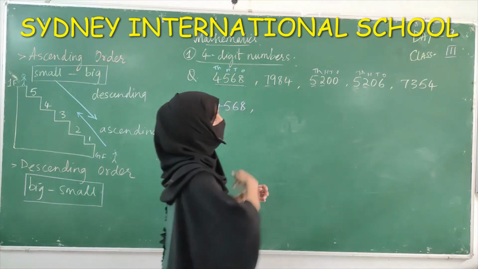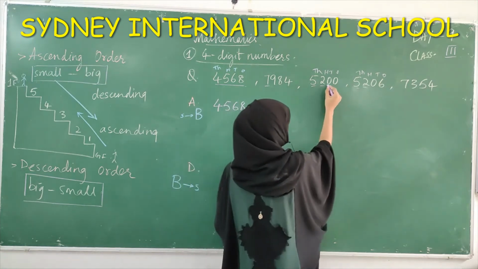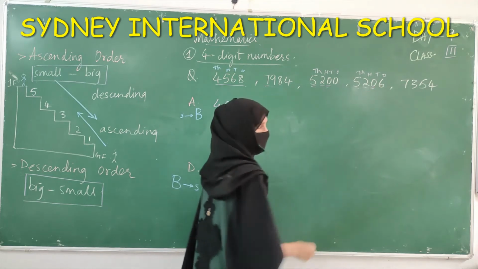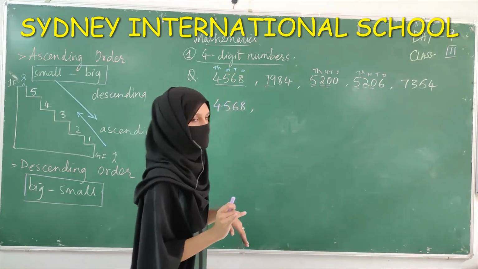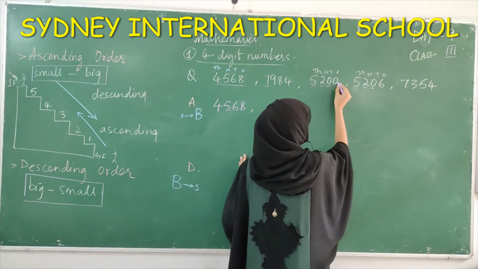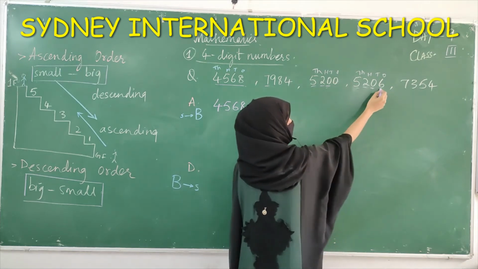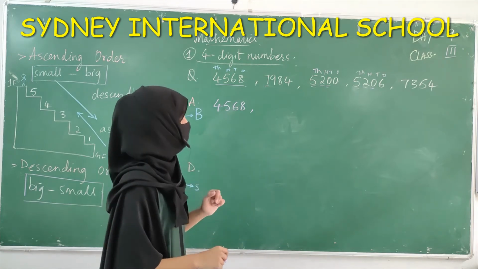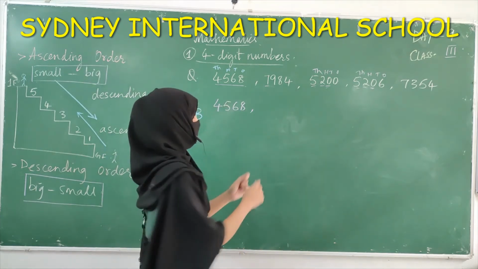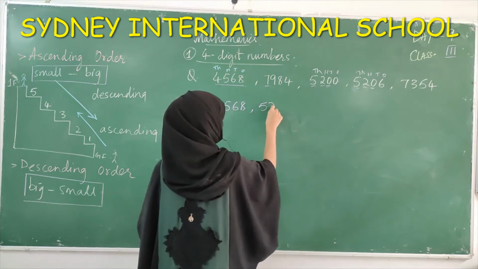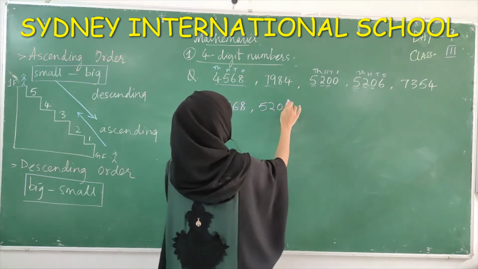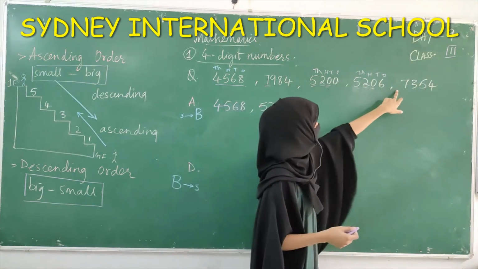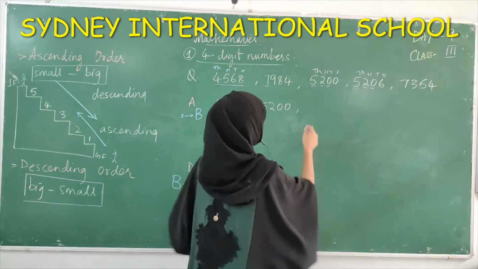So we'll again go to the next place. The next is the tens place. Here both tens places are 0 and 0. This is also the same. Now what is left? Ones place. In ones place here we have 0 and here we have 6. Which is the smaller number, 0 or 6? 0 is smaller. So the next smallest number is 5200. Now we have here 7, here 7. 5 is left. So we'll write this number.